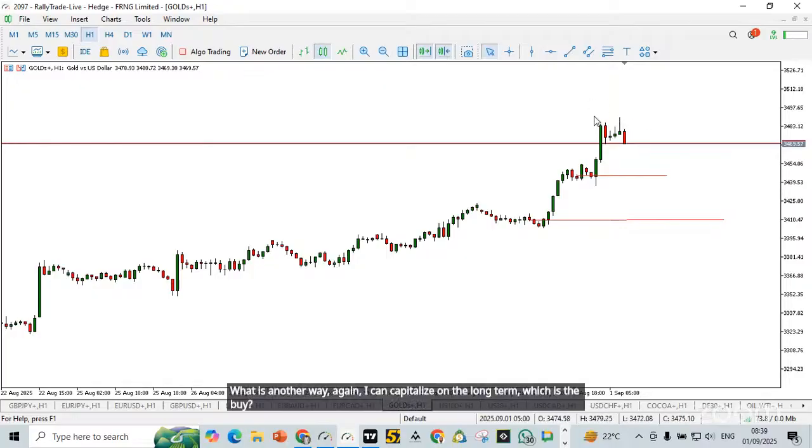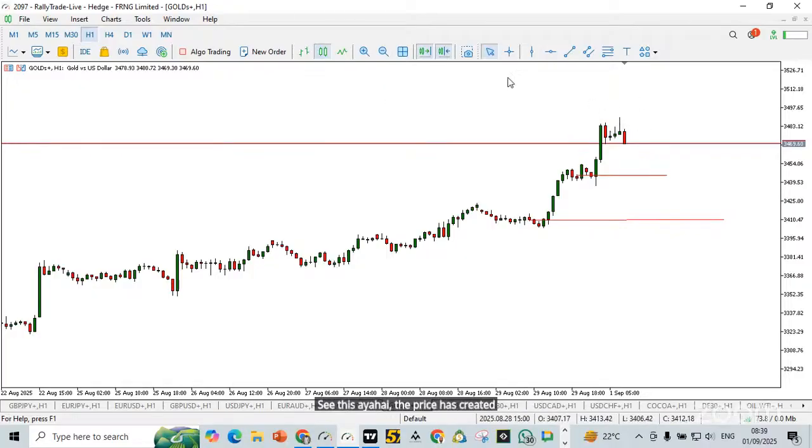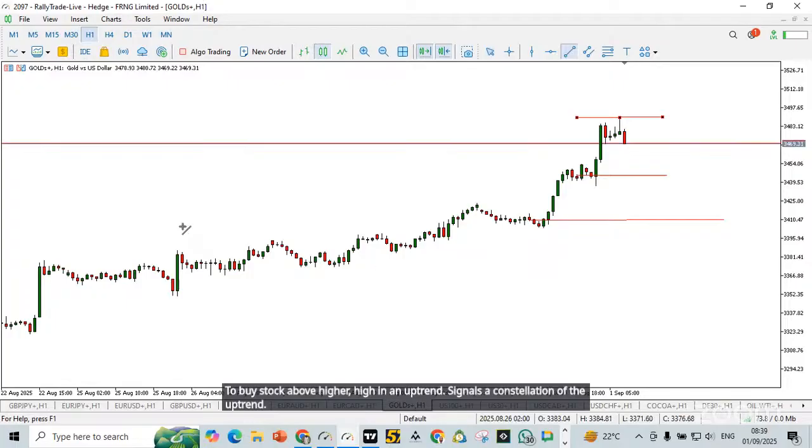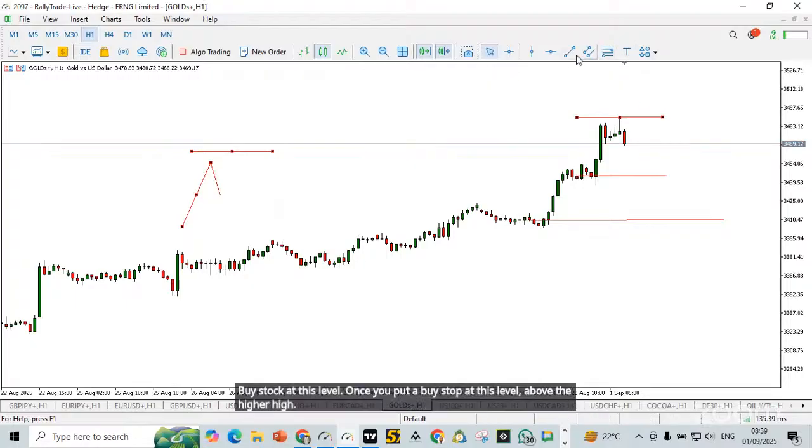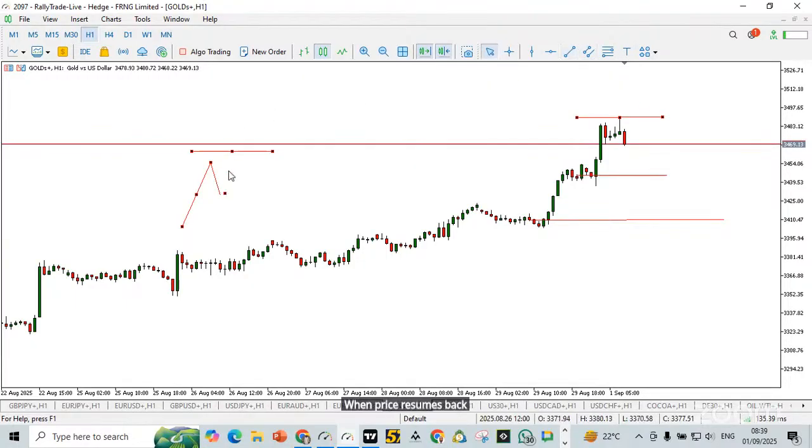What is another way I can capitalize on the long-term move, which is the buy? You see this higher high that price has created on gold, I can simply put a buy stop here. A buy stop above a higher high in an uptrend signals a continuation of the uptrend. The price is moving in an uptrend like this, you can see higher high, higher low. Once you put a buy stop at this level above the higher high, when price resumes the uptrend and gets to the higher high, it picks you up for a buy.